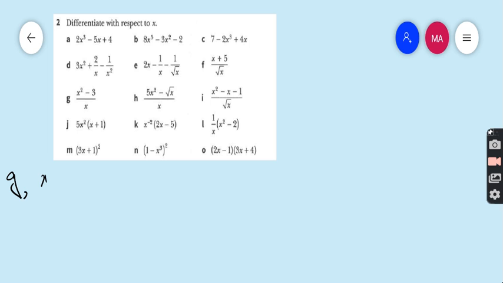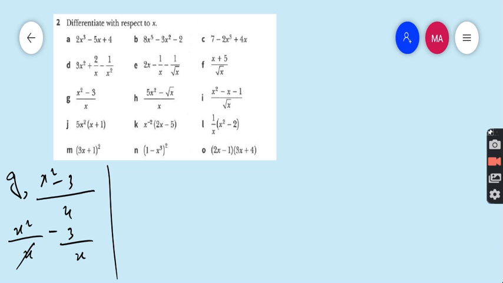Part G is x square minus 3 upon x. First write x square upon x minus 3 upon x. So x cancels with its square.